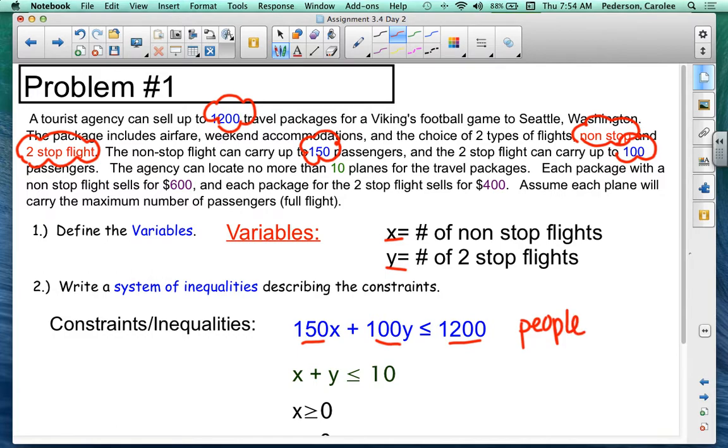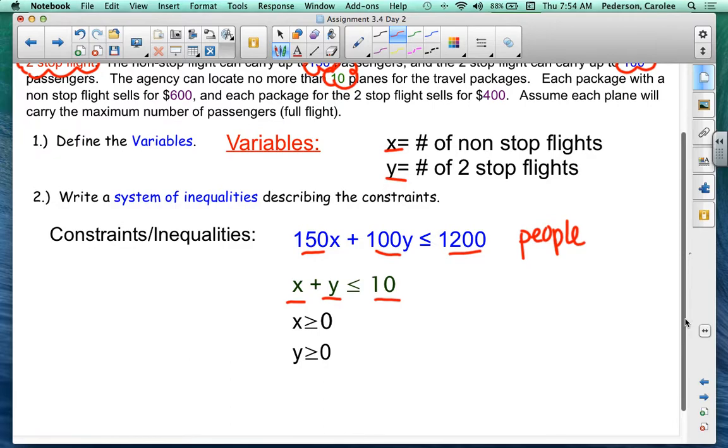The next thing is x plus y is less than or equal to 10. If you remember from this piece here in the green, no more than 10 flights. So there's so many of the non-stop and the two-stop, and it can't be any more than 10 planes heading out there. The last two constraints are x has to be greater than or equal to 0, y has to be greater than or equal to 0. What those mean is you can't have negative amounts of planes, non-stop flights.